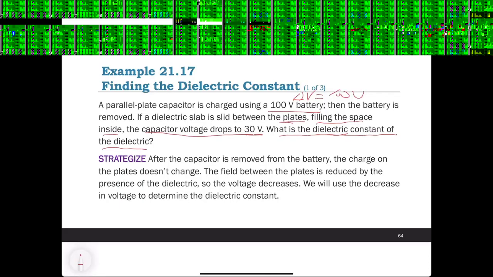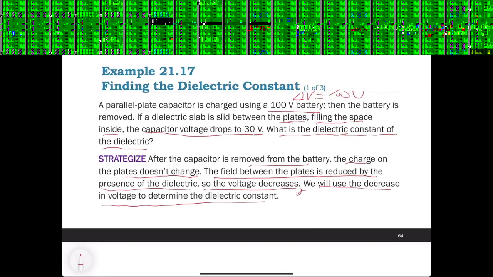Let's talk about the strategy. After the capacitor is removed from the battery, the charge on the plate doesn't change. The field between the plates is reduced by the presence of the dielectric, so the voltage decreases. We will use the decrease in voltage to determine the dielectric constant.